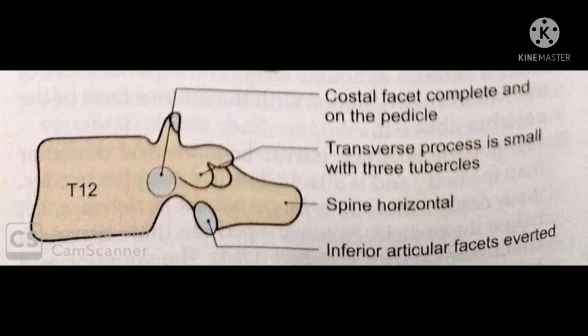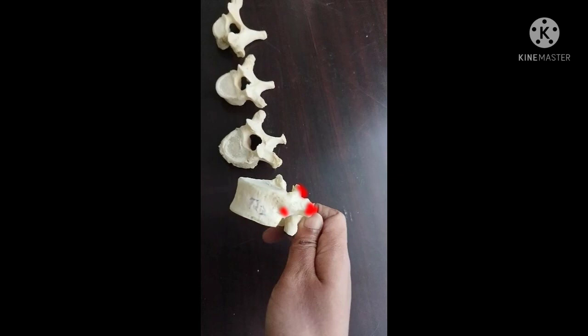The three tubercles present on the transverse process of the 12th thoracic vertebra correspond to the three processes of the lumbar vertebra. That is, the superior tubercle corresponds to the mammillary process, the middle tubercle corresponds to the transverse process, and the inferior tubercle corresponds to the accessory process of the lumbar vertebra. This is an important distinguishing feature of the 12th thoracic vertebra from the typical vertebra.